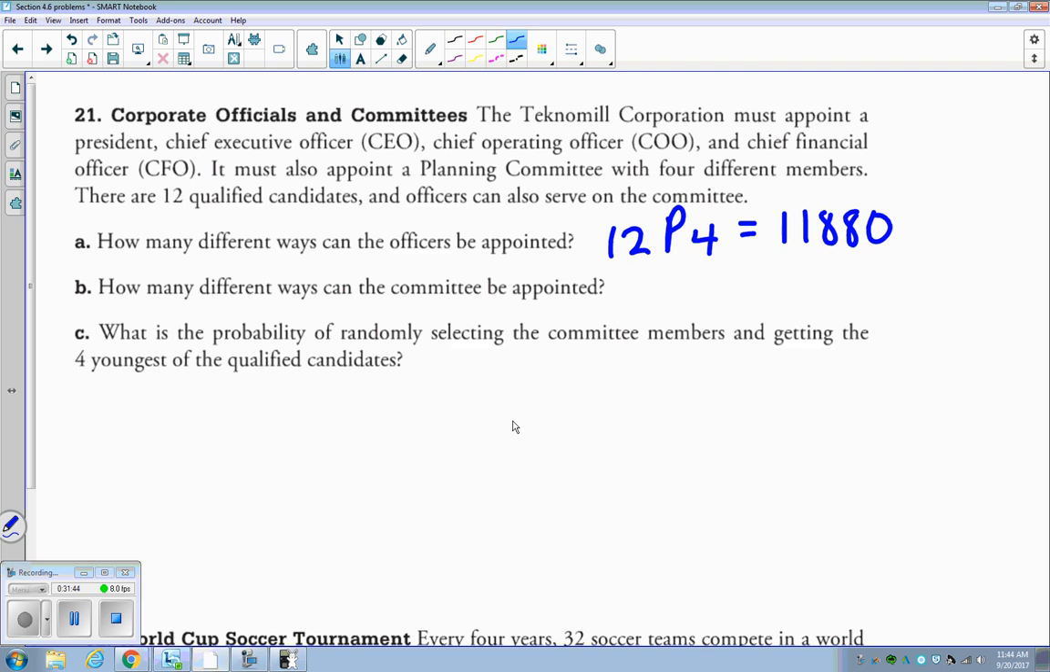Then it goes to say, hey, even though I chose my officers, they could serve on that committee. They're allowed to serve on the committee. Combination or permutation? Combination. It doesn't matter the order. They're still going to be on that committee. There's no rank there. So it's going to be 12, combination 4. Can you tell me what that is? 495.